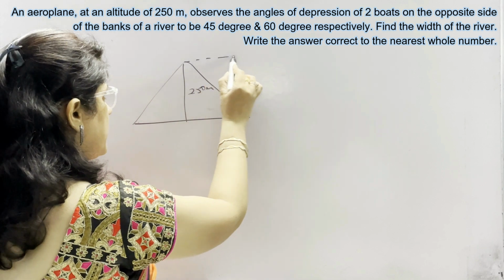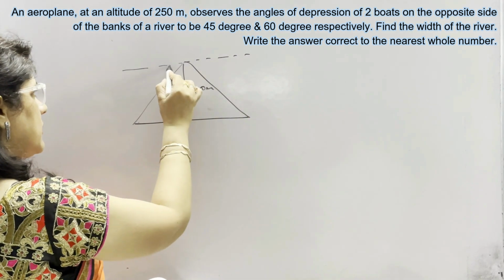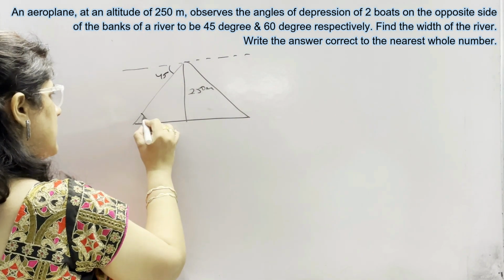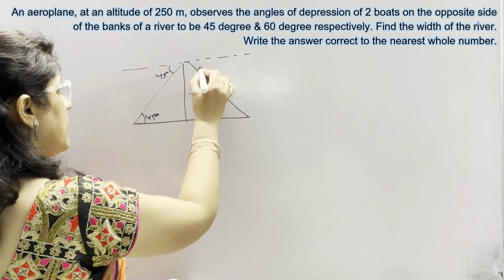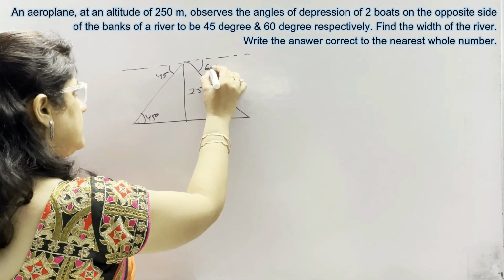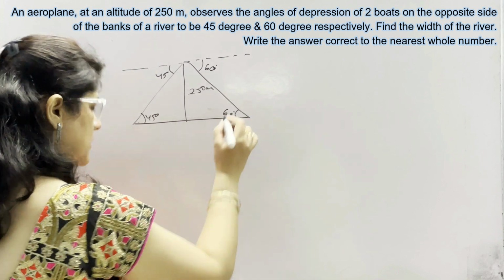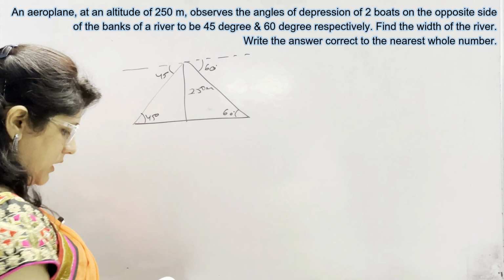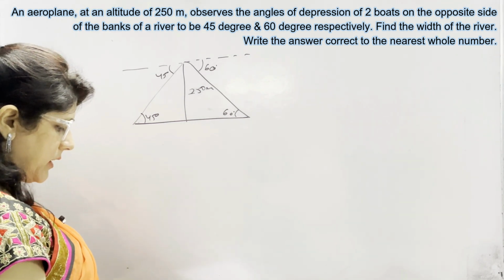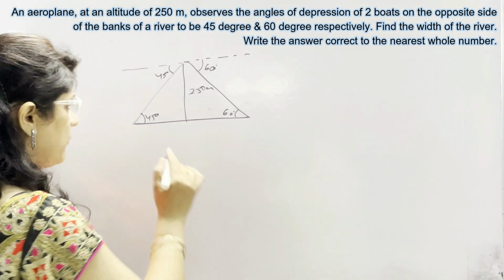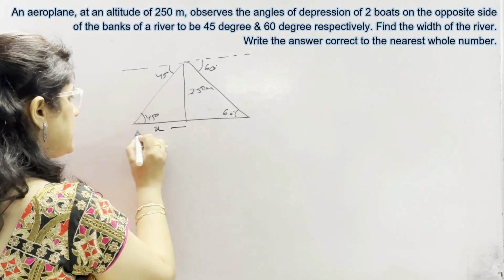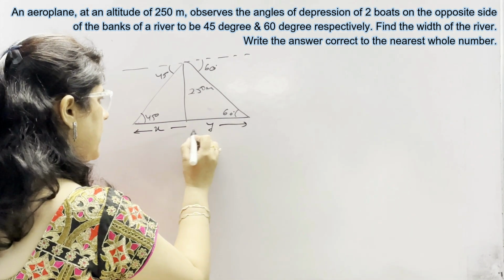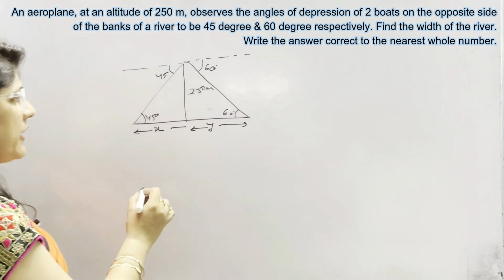These angles of depression are given, so we need to calculate like this. If this is 45, then this is 45. If this is 60, then this one is 60. Find the width of the river. This total width we need to calculate. Write the answer correct to the nearest whole number. So width, if one distance is x, another is y, then total width is x plus y.